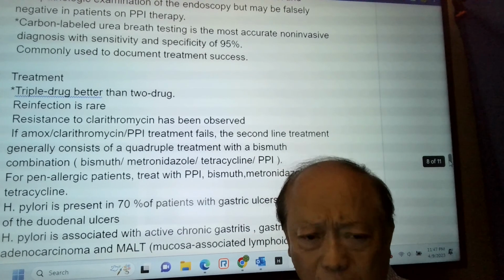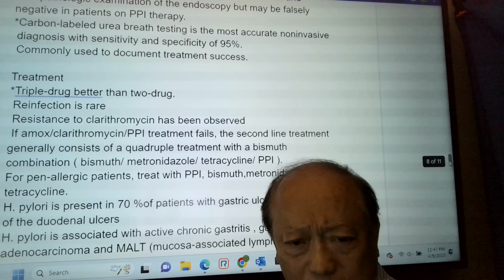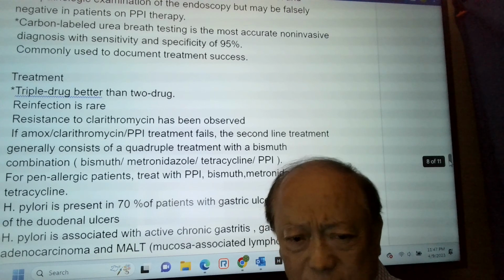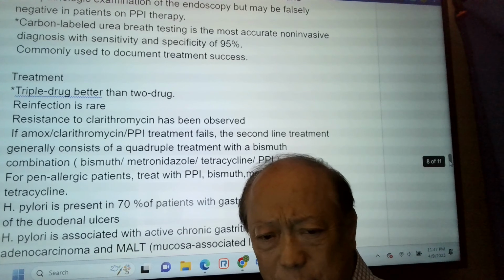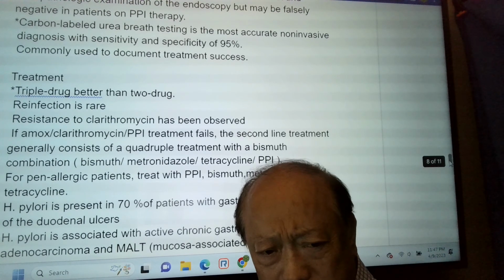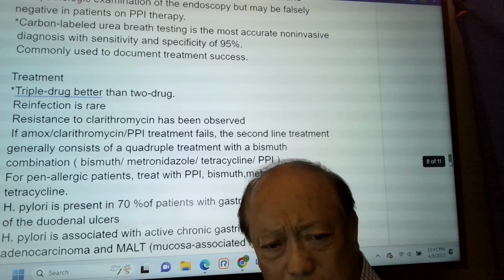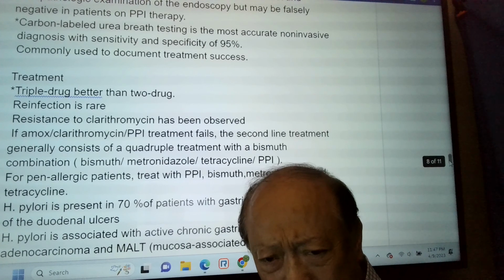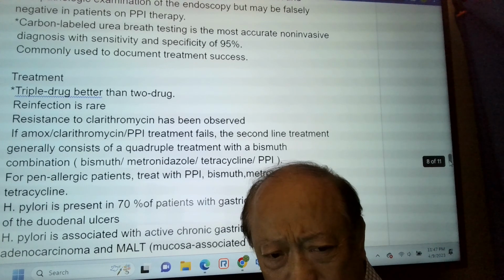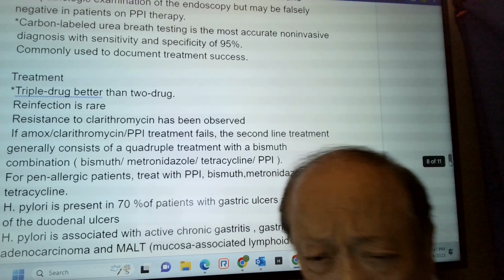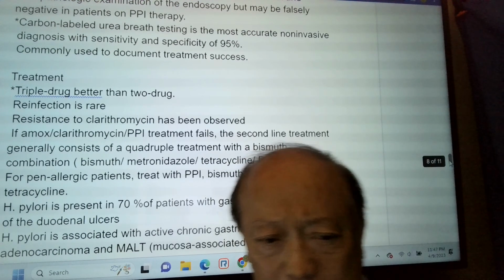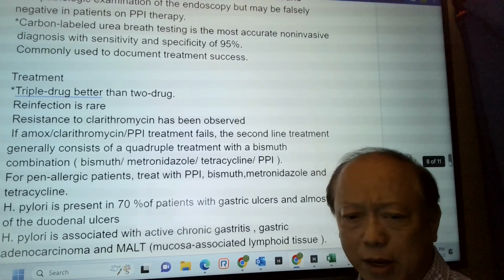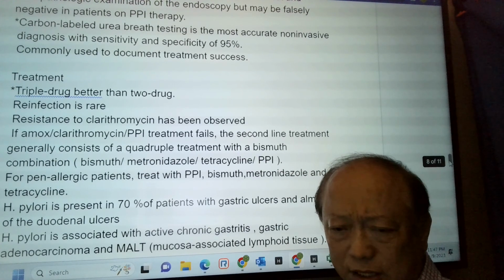Treatment. Triple drug is better than two drugs. Reinfection is rare. Resistance to clarithromycin has been observed. If amoxicillin, clarithromycin plus the PPI fails, the second line treatment generally consists of quadruple treatment with a bismuth combination: bismuth, metronidazole, tetracycline, and PPI.